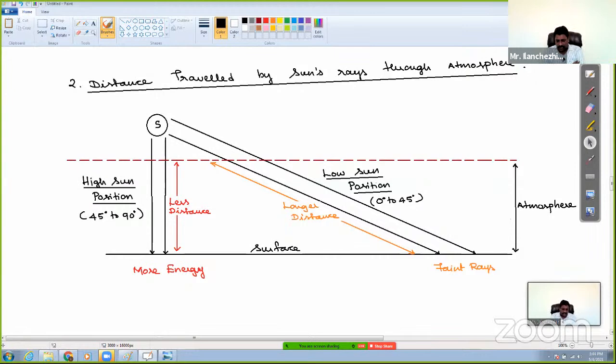By the time a slanting sun's rays reach the surface of Earth, it will be a faint ray. Within brackets, you can write it as devoid of energy.